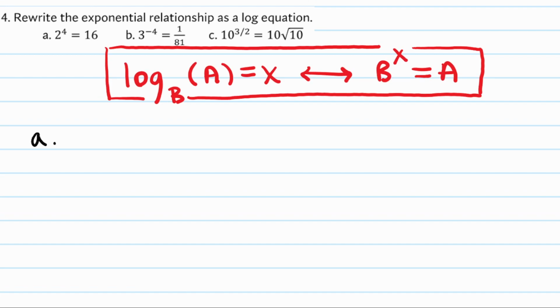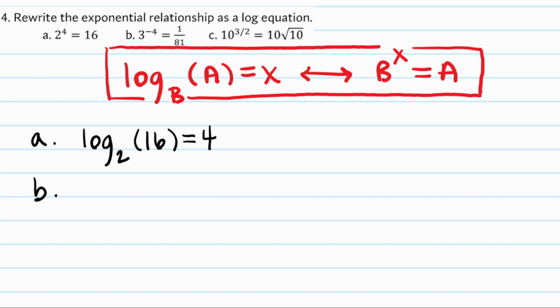So a, 2 to the 4 equals 16. So I'm going to write it as a log equation. I'm just going to kind of stick to what I've got. The log, and the base of the log is the base of the exponential, so that's 2. The argument is what this thing is equal to. And the log is the exponent.